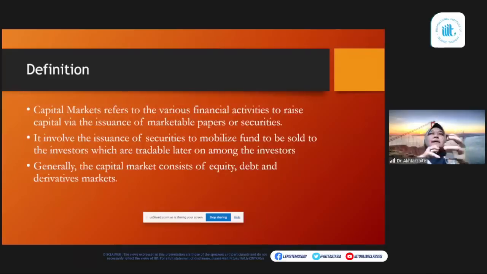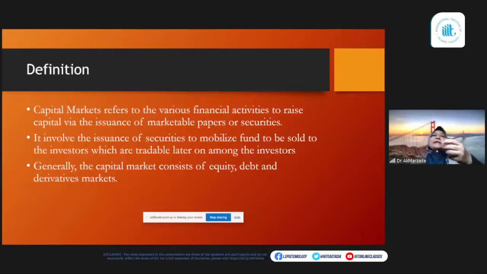So how do they go about it? The activities in the capital market are done by issuing papers. For example, the one who needs the fund will issue the paper or the securities, and the one who has the surplus money and wants to invest will buy that paper.